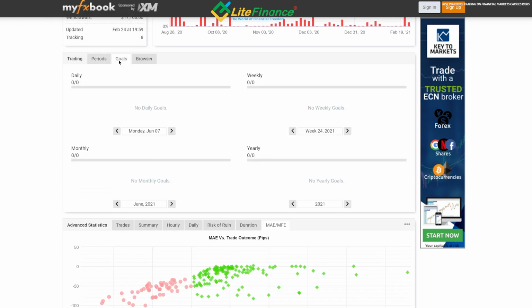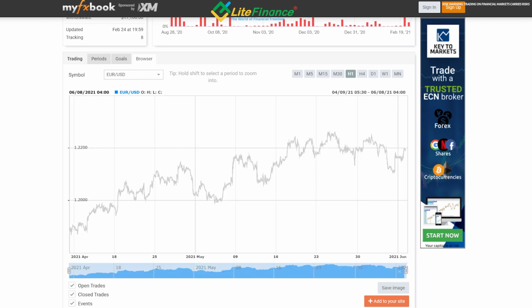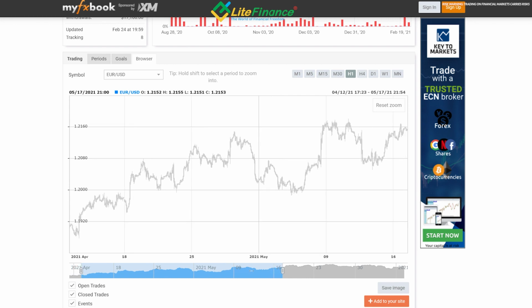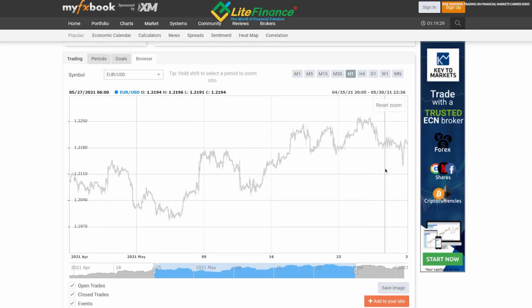Next you have the goals tab. It doesn't have any goals. And next we have the browser, and right here you can analyze all the trades that the trader made, and they are represented on the charts. For example, we would look for the currency pairs that he was trading and the period he was trading on, and therefore we could analyze how the trades were triggered, where he entered and where he exited particular trades, and try to analyze his trading system.